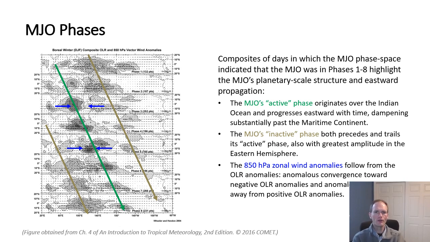So this wraps up our discussion of the Madden-Julian oscillation. Next week, we'll move into monsoons, which are impacted by the Madden-Julian oscillation, but also have much larger scale structure than just that associated with the Madden-Julian oscillation.